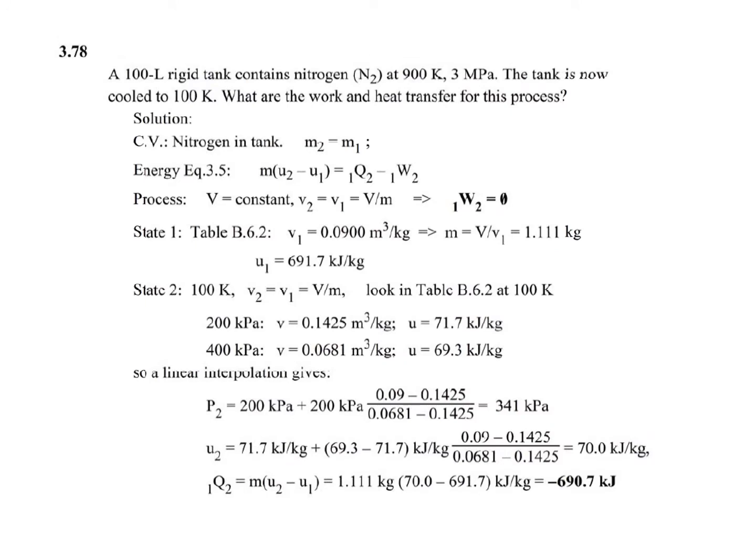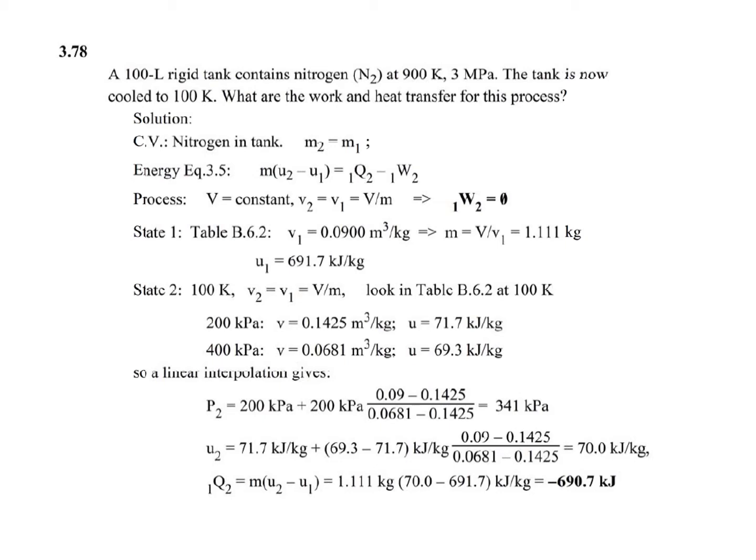Now, a question is: a 100-liter tank contains nitrogen at 900 Kelvin and 3 megapascal. The tank is now cooled so that its final temperature is 100 Kelvin. What are the work and heat transfer for this process? We know that in a rigid tank the mass cannot cross the boundary, so the initial mass will be the final mass. That will not change during this process. Now, we go to the thermodynamic tables and find our initial volume using the temperature and pressure at the first state, and similarly we can find the internal energies from the table.